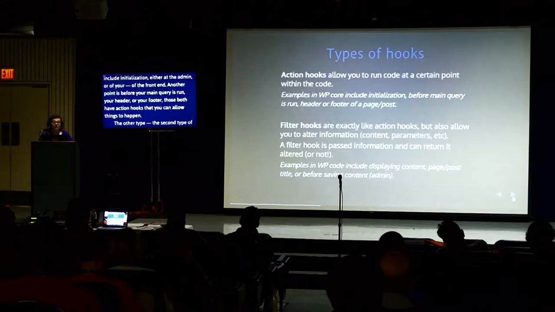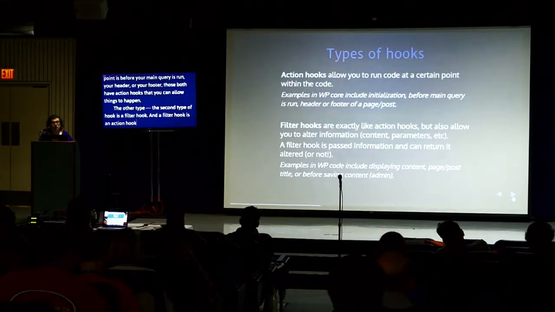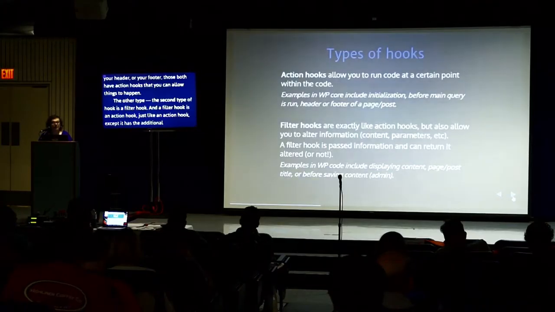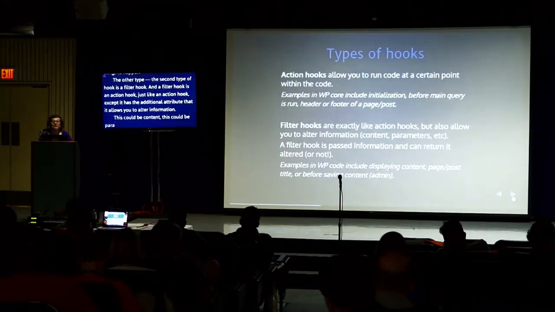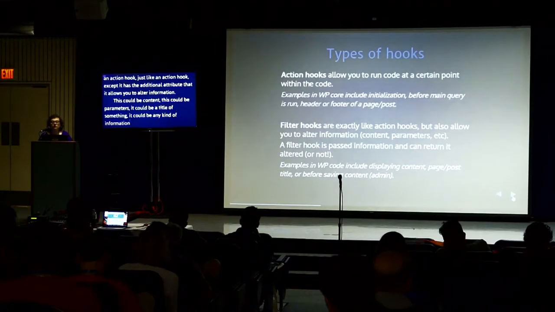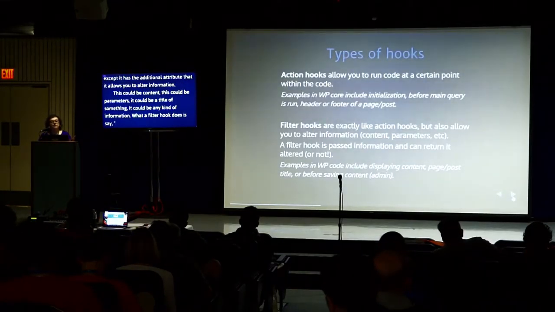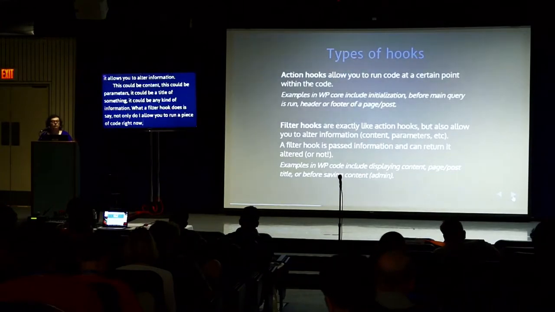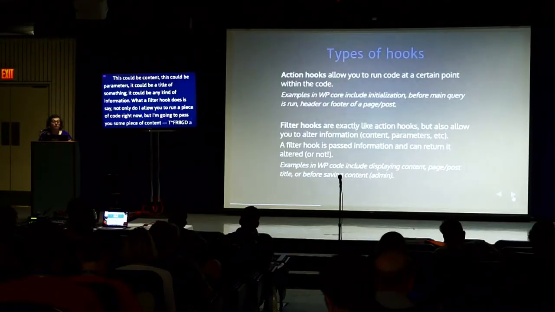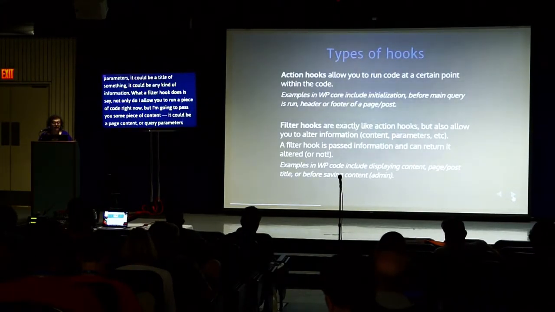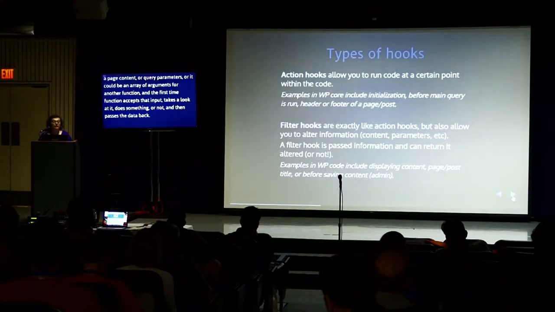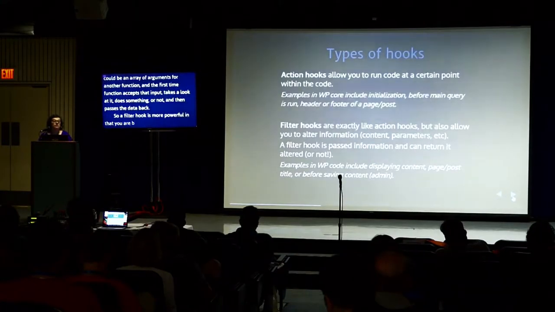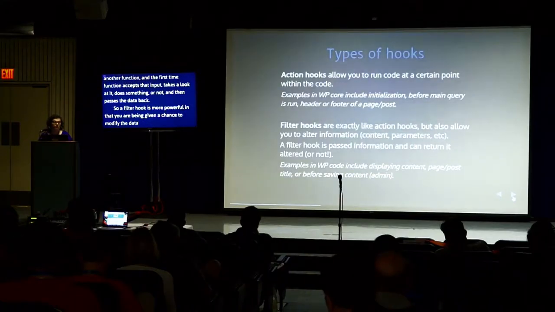The second type of hook is a filter hook. A filter hook is just like an action hook, except it has the additional attribute that it allows you to alter information. This could be content, parameters, the title of something, or any kind of information. What a filter hook does is say, not only do I allow you to run a piece of code right now, but I'm going to pass you some piece of content. It could be page content, it could be query parameters, it could be an array of arguments for another function, and the filter function accepts that input, takes a look at it, does something or not, and then passes the data back. So a filter hook is more powerful in that you are being given a chance to modify the data that's being processed.